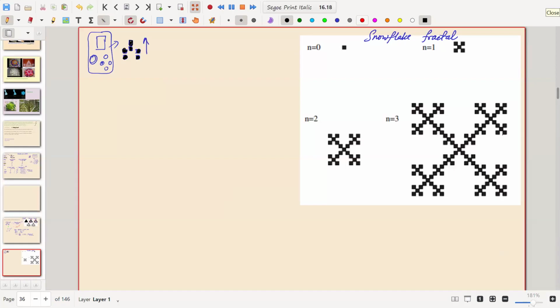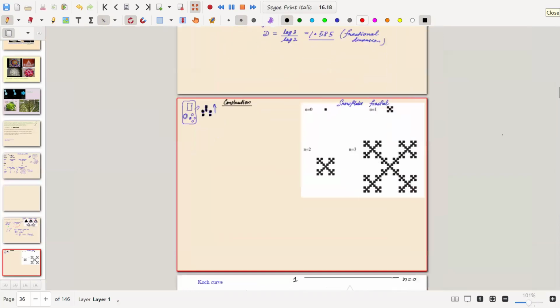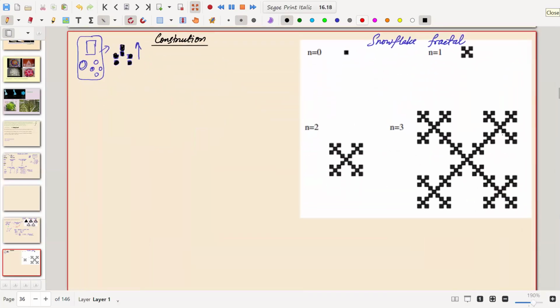Okay, let us see what is the dimension of this fractal. Is it a fractal? Yes, it is a fractal. Let us see how we construct this fractal. Take a point, n equal to 0. This point becomes this. So this point becomes the n equal to 1 structure, and whatever point you take, every point will be replaced by that structure.